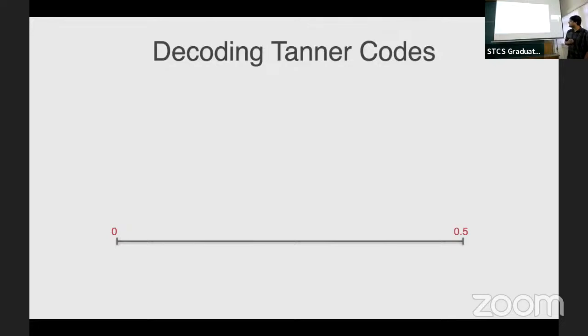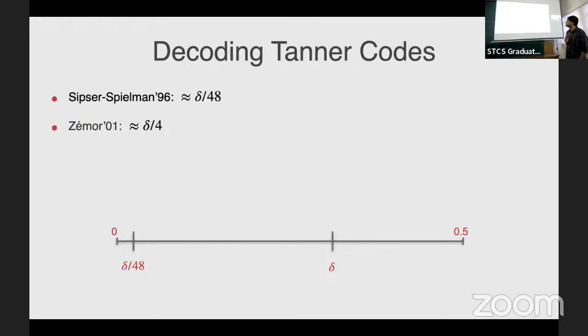What about decoding these codes? So this is the distance delta. Sipser and Spielman in their original paper gave an algorithm that could correct roughly delta over 48 errors. And this was improved by Zemor to delta over 4 with a particularly beautiful decoder, with an alternating decoder. And it was further improved to delta over 2 by Roth and Skachek. And remember that delta over 2 is precisely the unique decoding threshold.